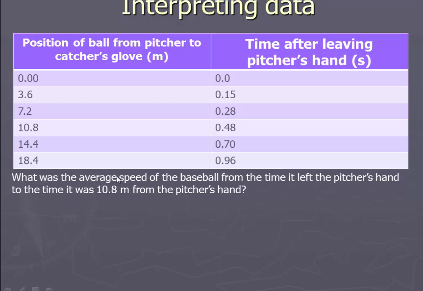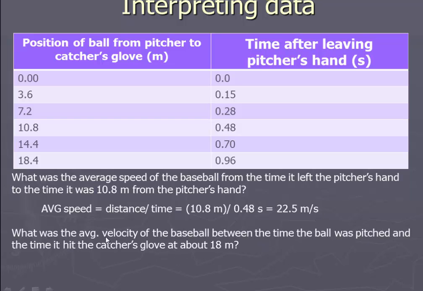We want to know the average speed of the ball from the time it left the pitcher's hand to the time it was 10.8 meters from the pitcher's hand. So we're looking right here, this 10.8. The average speed is going to be the distance over time. In this case, you have 10.8 meters, which is right here. Go over, get your time, which is 0.48 seconds. Run the math, and you get 22.5 meters per second.